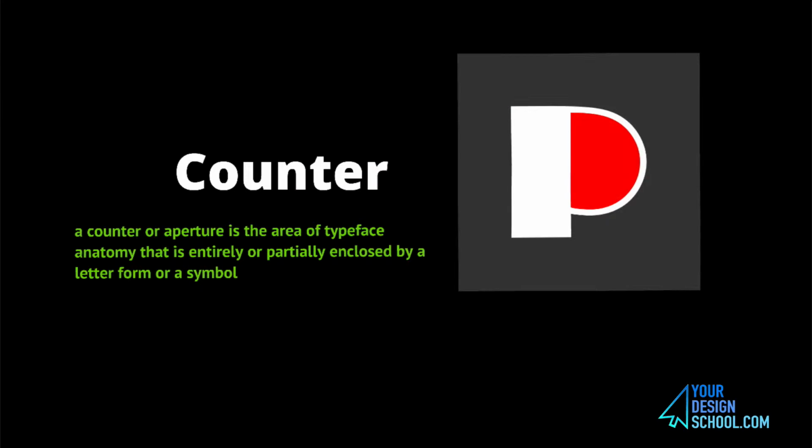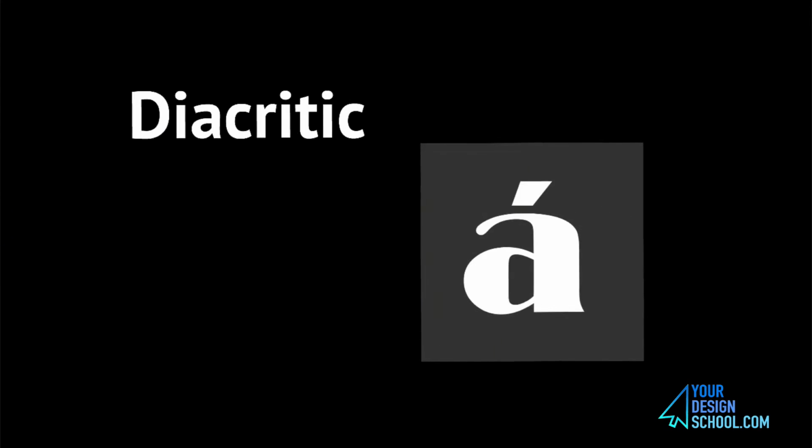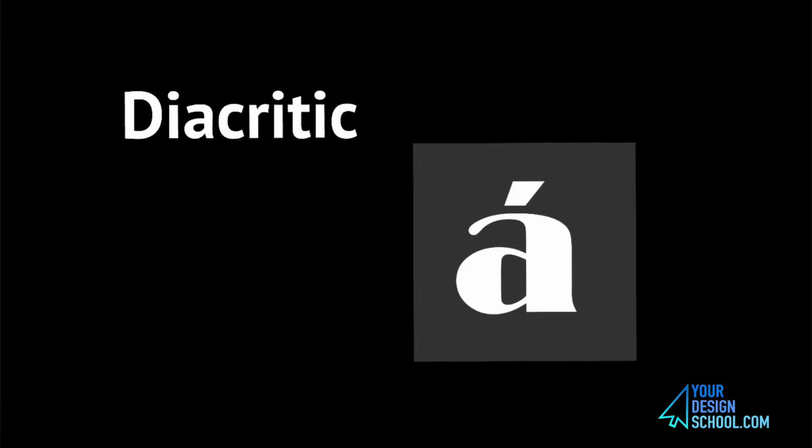or a symbol. And you've also got bowls. So a bowl would be a 0. So a bowl really would be the space of a polo mint because it's a complete circle. So a counter is this sort of shape inside a P, for instance. And now we've got diacritic. And a diacritic is what you get in sort of Latin-based languages. So French, German, Spanish, Italian, they have accents over certain letters, and a diacritic is the accent over the letter.